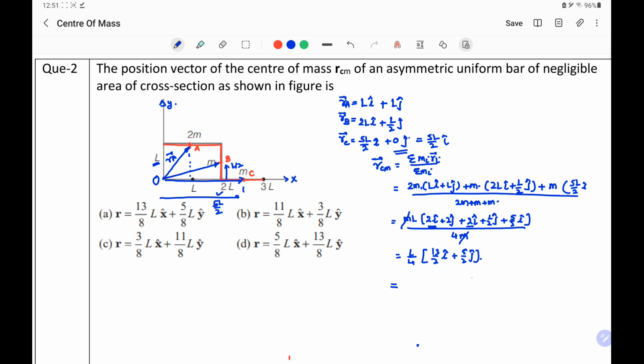Therefore, it will have the value 13 by 8 L i plus 5 by 8 L j. Hence, option A is the correct option. Here, i refers to the unit vector along the x-axis, which in the question is marked with x bar or x caret, and j refers to the unit vector along the y-axis, which is represented here as y caret. So we can also write it as 13 by 8 L x plus 5 by 8 L y.